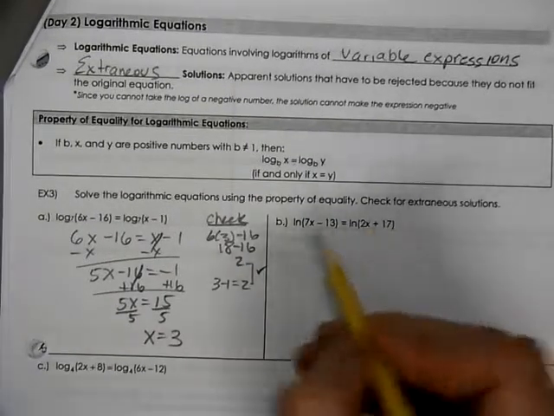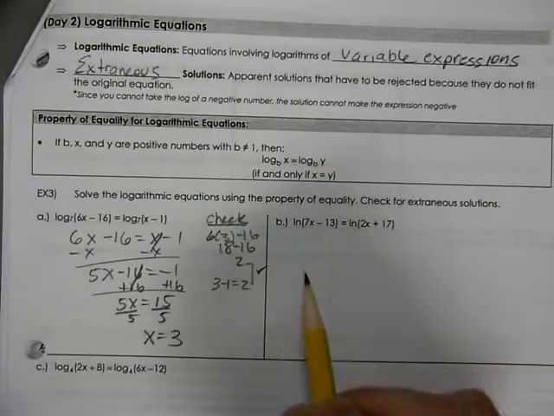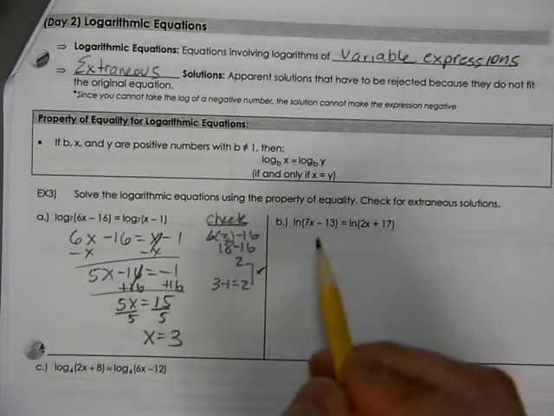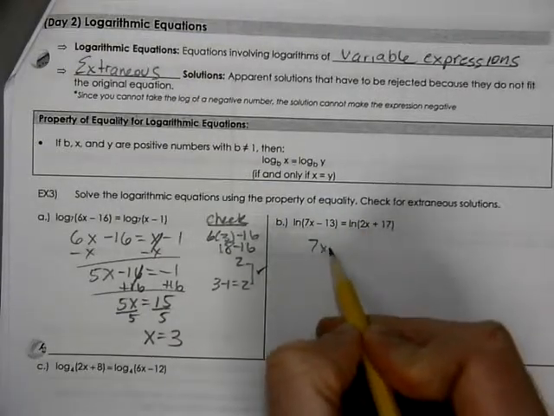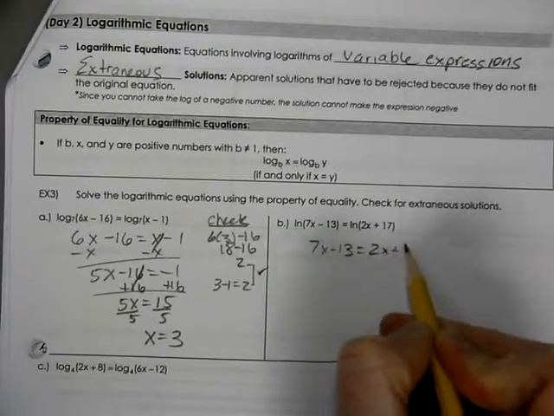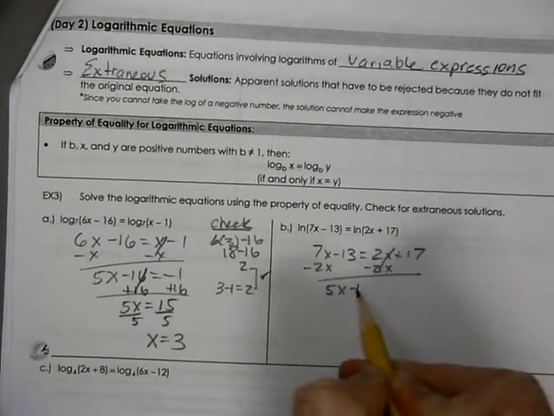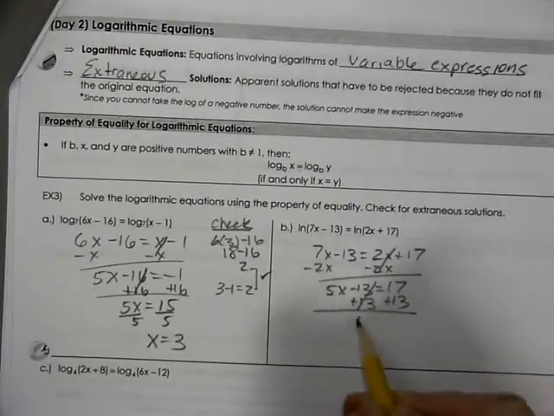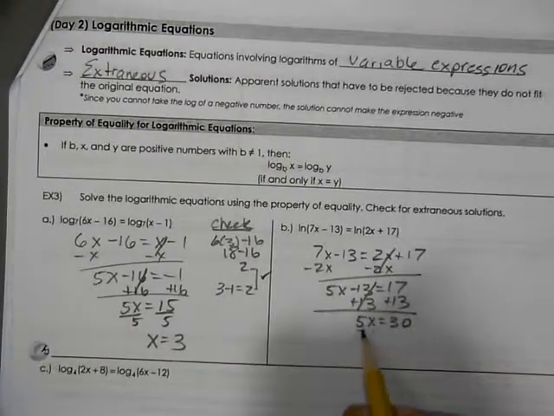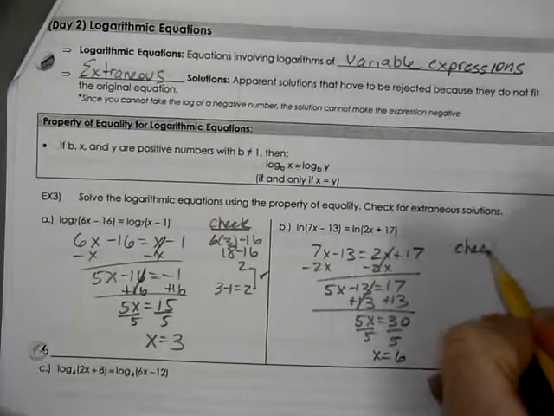The next one, here we have ln. Remember, ln is used when we have a base of e. So our bases are the same, and we're going to look past that and look into what we're taking the logarithm of. We're going to subtract 2x, add 13, and divide our 5 out. And x equals 6. We can check that answer.